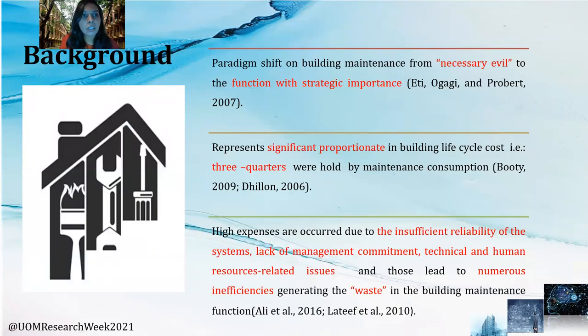When coming to the background of my study, building maintenance is recognized as a function with strategic importance, replacing the conventional belief of a necessary evil, and it represents a significant proportion of overall building life cycle costs, amounting to 3/4. These high expenses occur due to the insufficient reliability of the system, lack of management commitment, and technical and human related issues, and those issues lead to numerous inefficiencies generating waste in the building maintenance function.